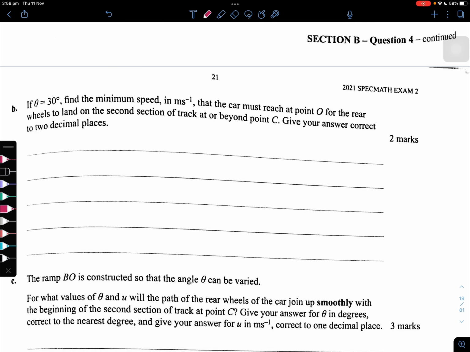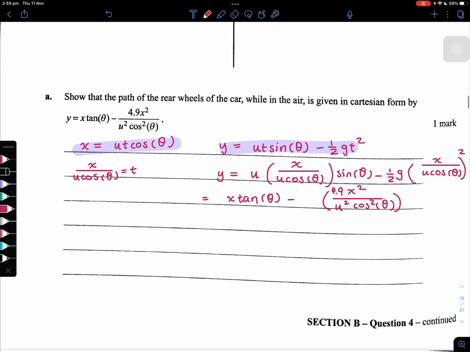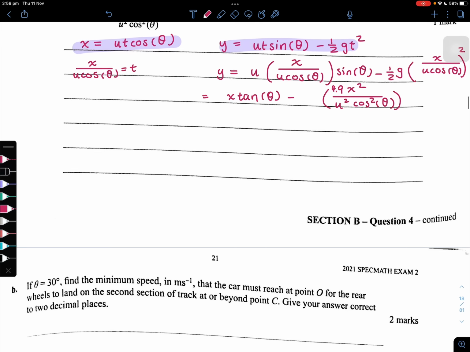Okay. If theta equals 30 degrees, find the minimum speed in meters per second that the car must reach at point O for the rear wheels to land on the second section of track at or beyond point C. Give your answer correct to 2 decimal places. Okay, so using our equation here, we know that we want this to line up at 16,4, right?